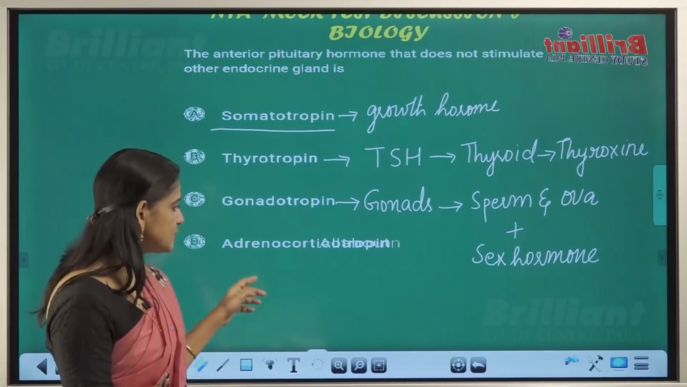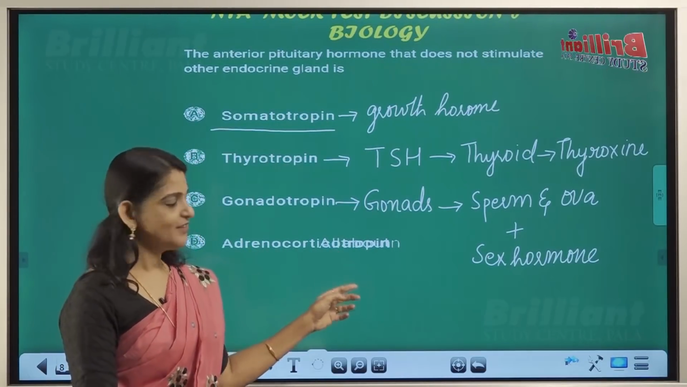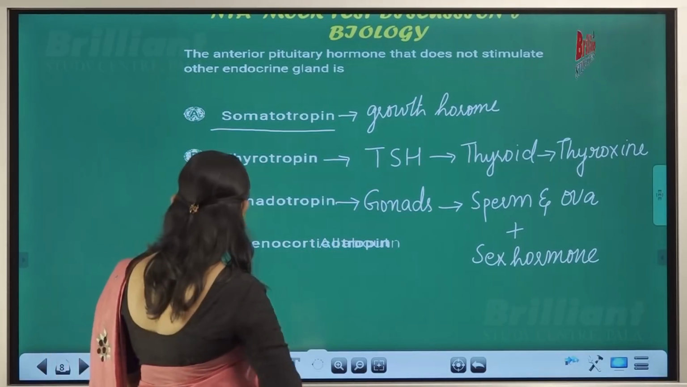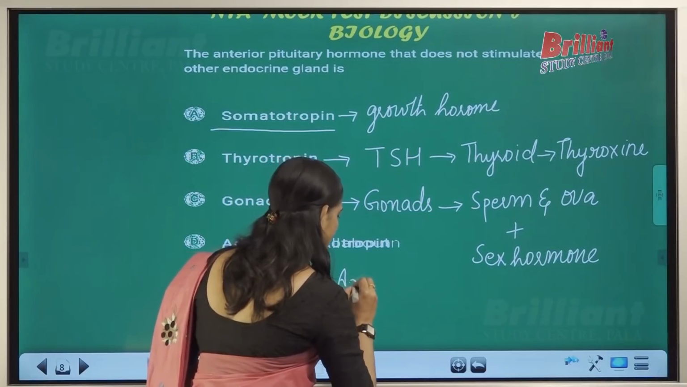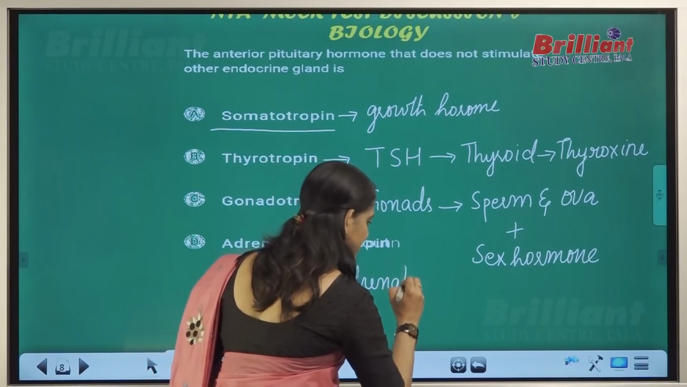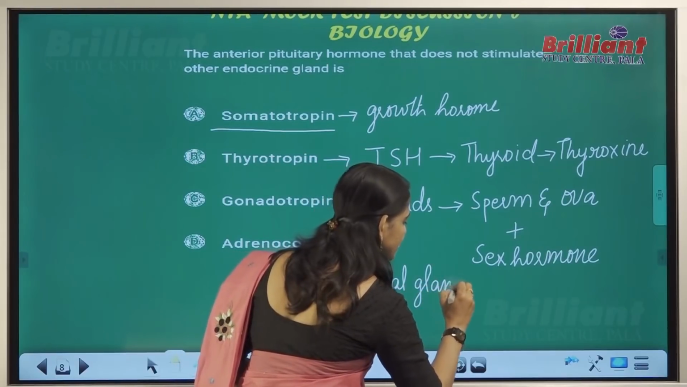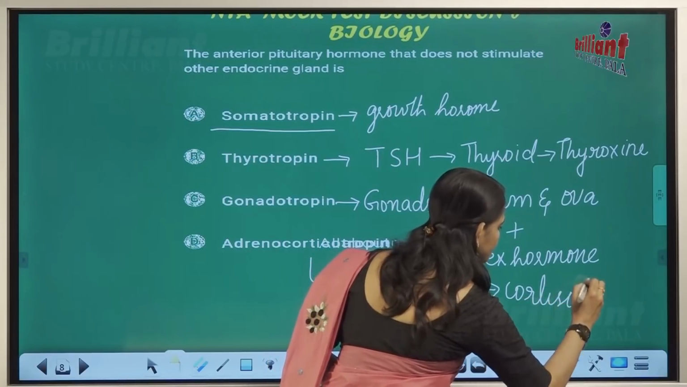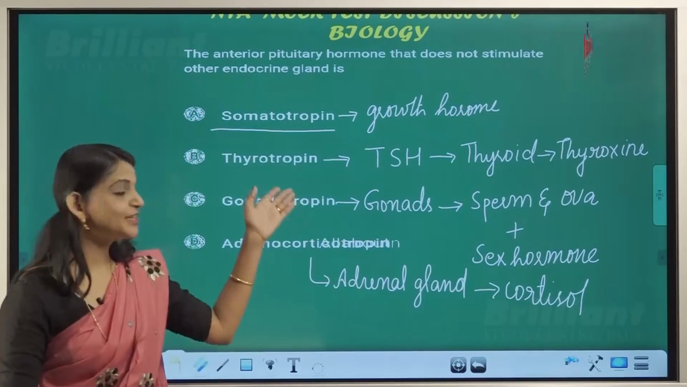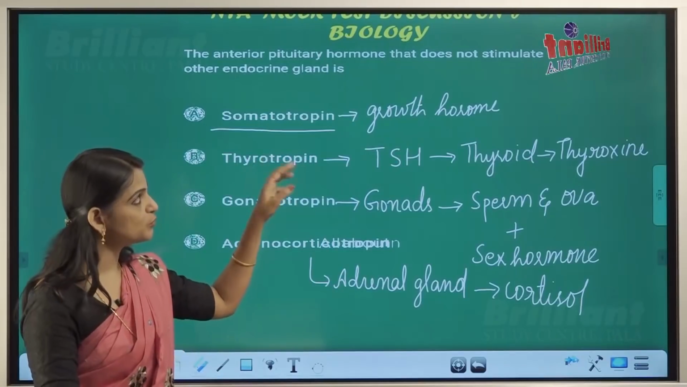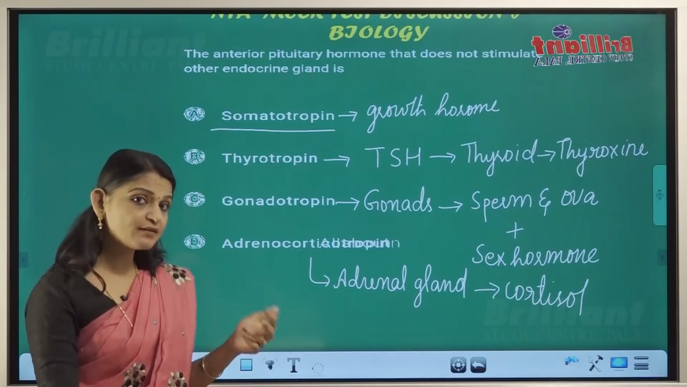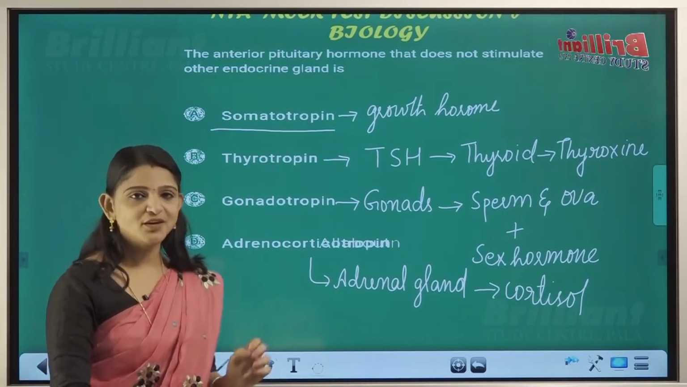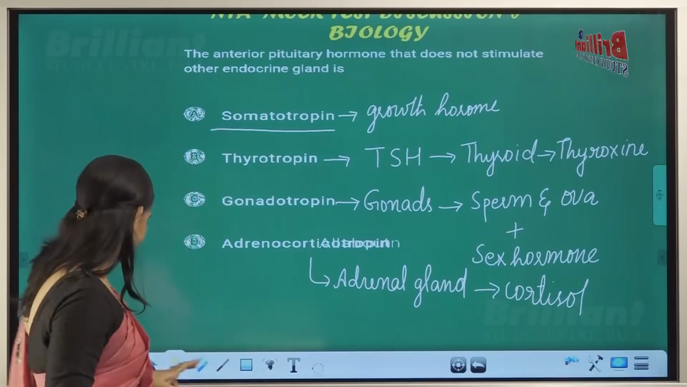Next one, adrenocorticotropin. Adrenocorticotropin activates the adrenal gland. It stimulates the adrenal gland for the production of cortisol. So from this you can understand that they are asking for the hormone which does not act on or stimulate another endocrine gland. Definitely you can say that it is somatotropin or growth hormone. Move into the next question.